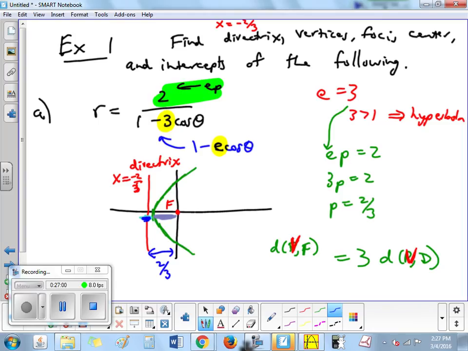Make sense? Triple. So let's say that this distance here is, I don't know, give me a letter of the alphabet. S. Let's say this little guy is S. This would be 3S. That's a little too small to see there. Sorry about that.